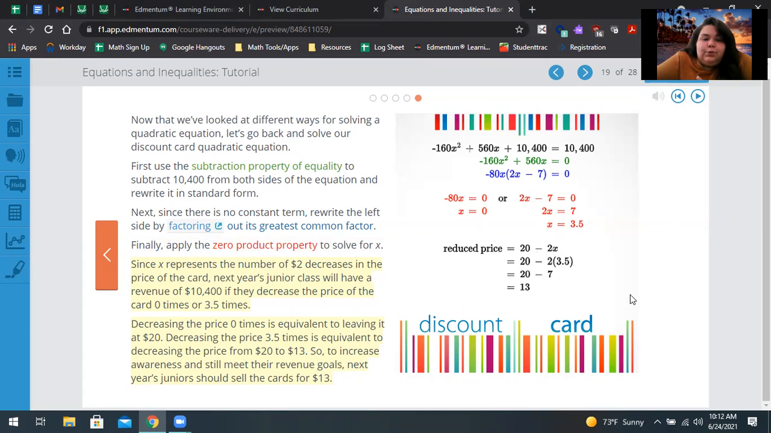Next year's juniors will sell their cards for $13. So their goal is to make that 10,400. They can still make that goal if they sell their cards for $13 instead of 20.